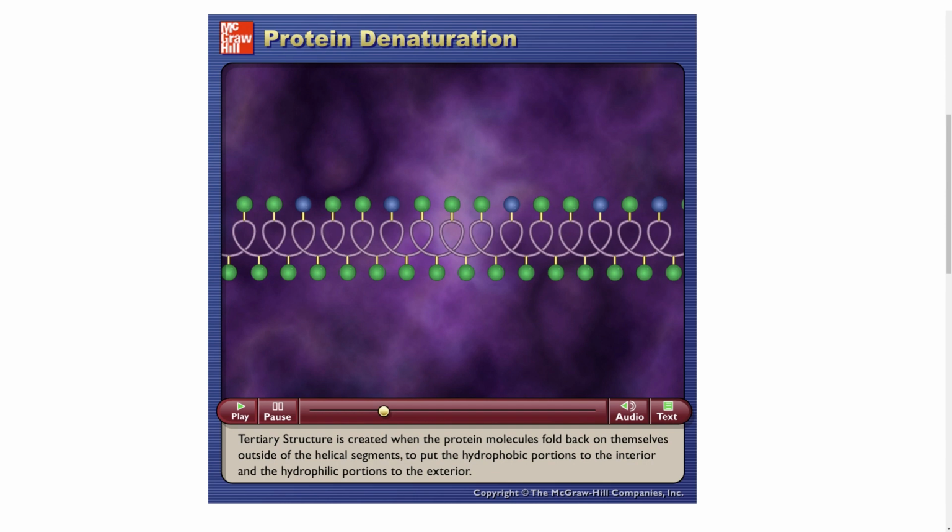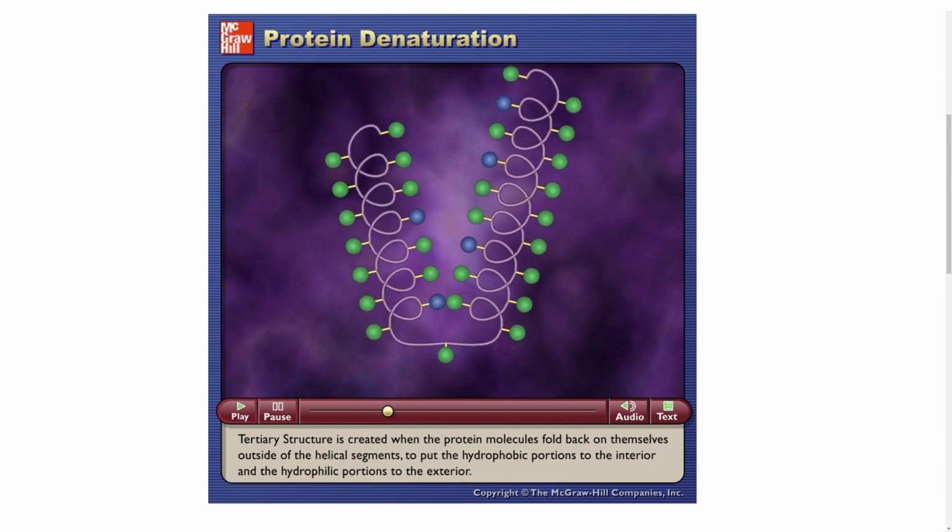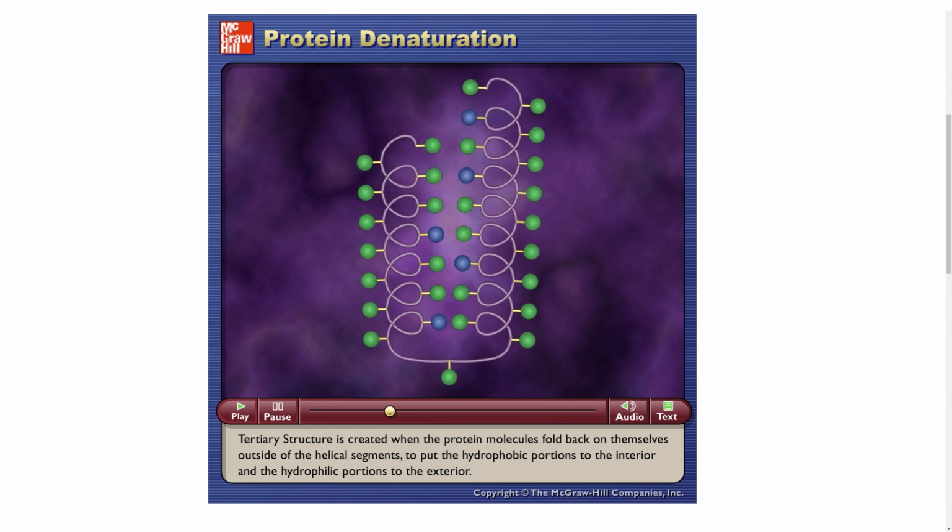Tertiary structure is created when the protein molecules fold back on themselves outside of the helical segments to put the hydrophobic portions to the interior and the hydrophilic portions to the exterior. Several helical regions can exist in different portions of the molecule. When the protein has folded and refolded to reach its most stable configuration, it will have mostly hydrophilic amino acid residues on the exterior and mostly hydrophobic residues directed into the interior.